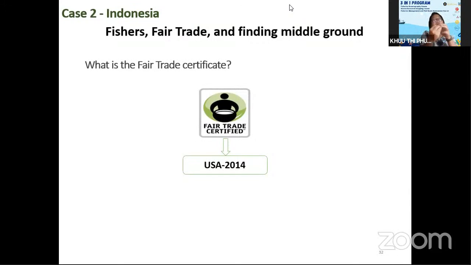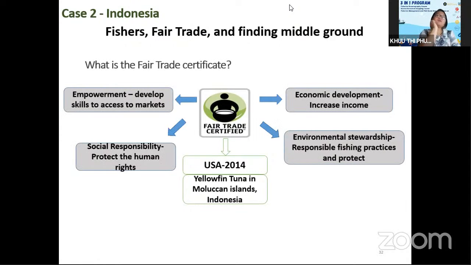Actually, in Indonesia, we have a case where we apply fair trade certification in fisheries. The fair trade certification has already been applied to yellowfin tuna in Moluccan Island, Indonesia. We have 4 purposes in applying fair trade: empowerment, to develop skills; economic development, to increase income; social responsibility, to protect human rights; and environmental stewardship, to respond to fishing practice and protect the environment.